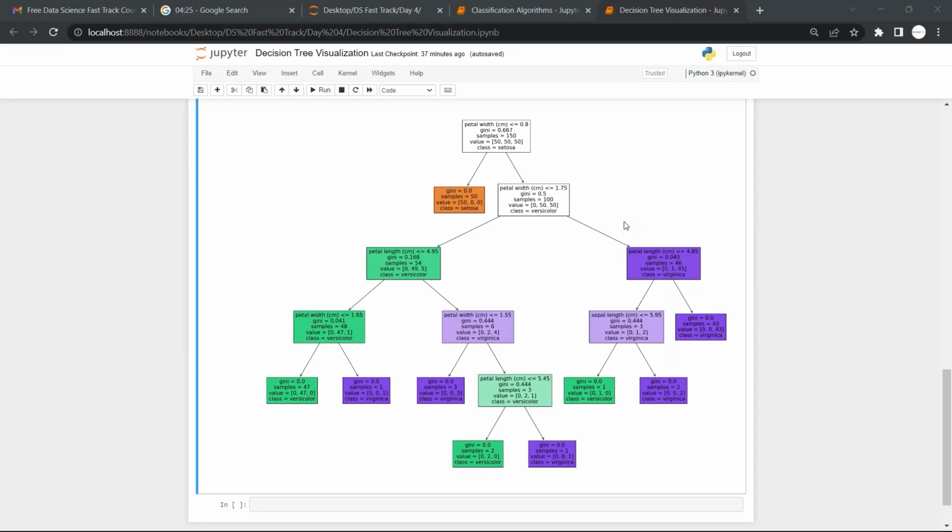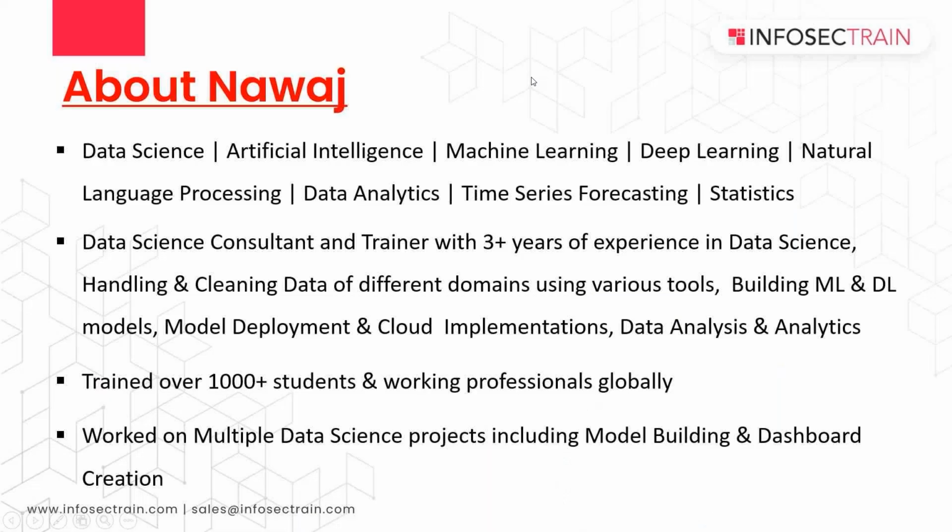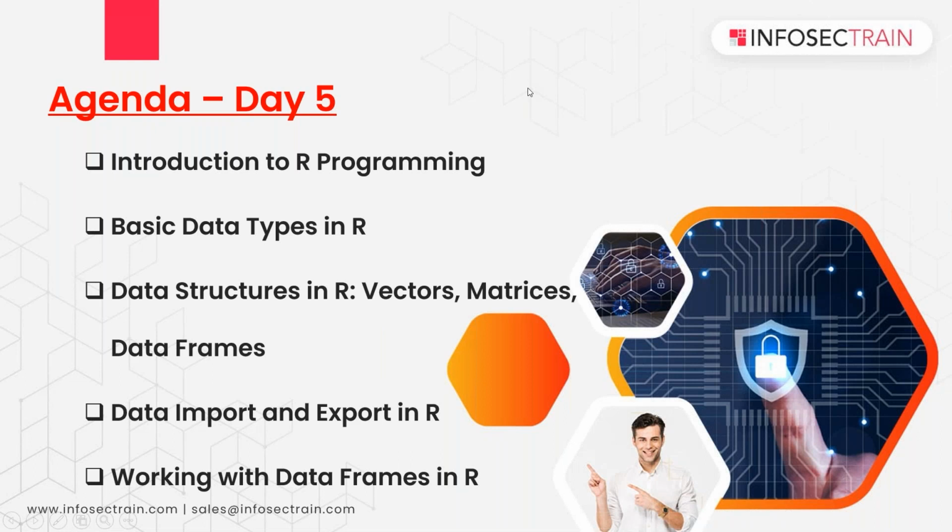So guys, after this let's go ahead with today's agenda. As we already know, we are talking about the data science fast track course, and in day 5, today's session, we'll be talking about the introduction to R programming, different data types in R, and data structures in R like vectors, matrix, data frames, arrays, similar to Python. Then how to import and export data from R, and how to work with data frames in R.